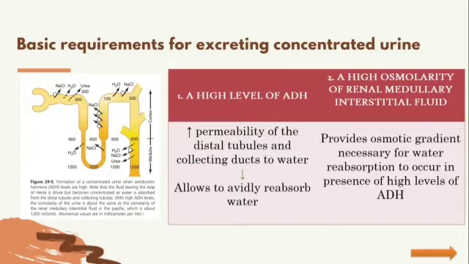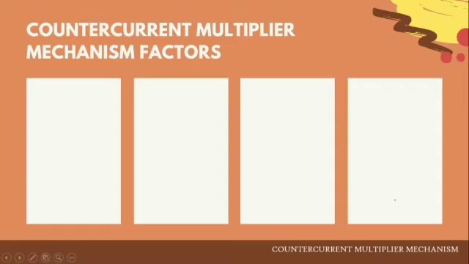Now, the renal medullary interstitium is normally hyperosmotic, which provides the osmotic gradient necessary for water reabsorption to occur, of course with the presence of a high level of antidiuretic hormone. In addition to the statement I told you before that the renal medullary interstitium is normally hyperosmotic, this is the reason why. The process involves the operation of what we call the countercurrent multiplier mechanism.